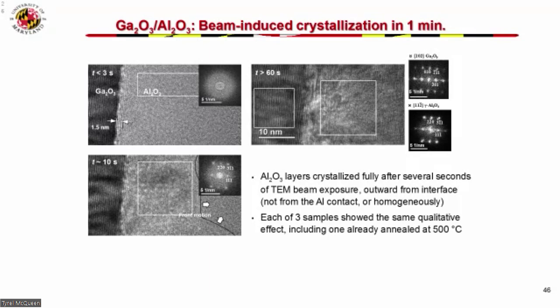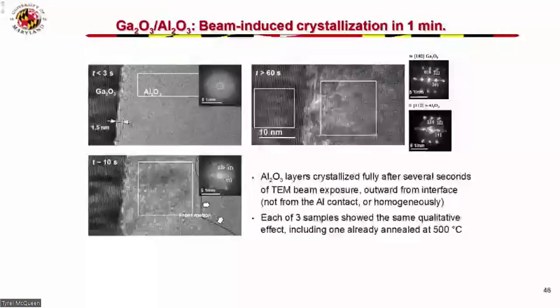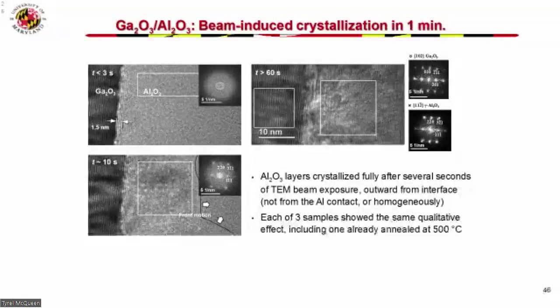So this is where we just start looking at it. It's amorphous, so the fast Fourier transform shows just broad rings. And this is as fast as we can focus on the area, so maybe less than 3 seconds when we move to this area. And we see this 1.5 nanometer crystalline layer here. After about 10 seconds, we can see that this is already becoming crystalline. So the spots are still kind of broad and weak, but they become stronger. And after like a minute, it becomes all crystalline. And here's just a line to show where the crystallization front is at this time.